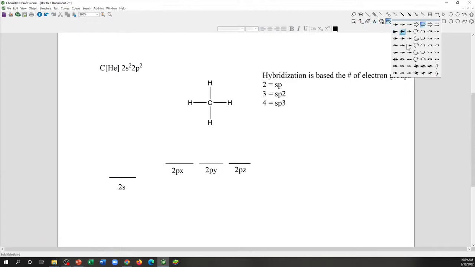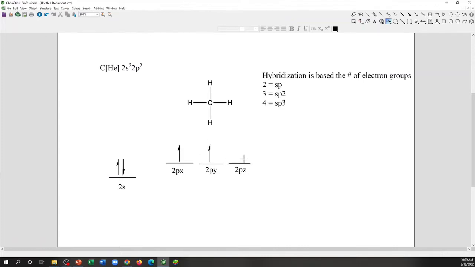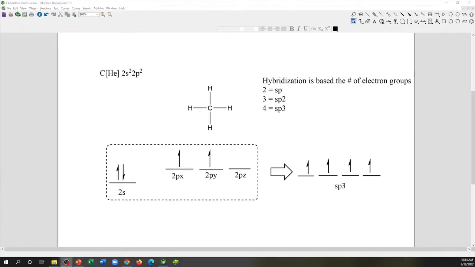Electrons are typically shown as a half-headed arrow. In the ground state, carbon is going to have 2 electrons in the 2s subshell, and then it's got 2 electrons in the 2p subshell, but we only fill 1 orbital at a time until they're all half filled, then we go back through and double up. So this is what the orbital notation diagram for carbon looks like.